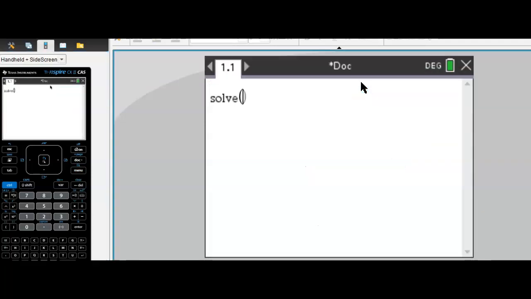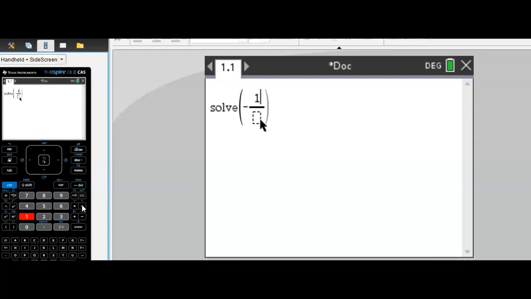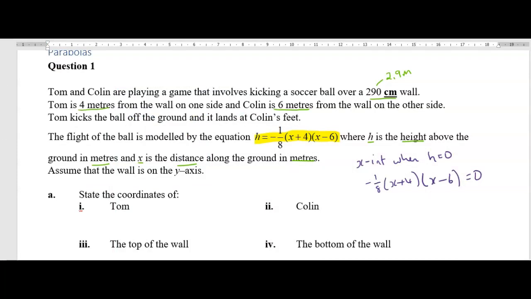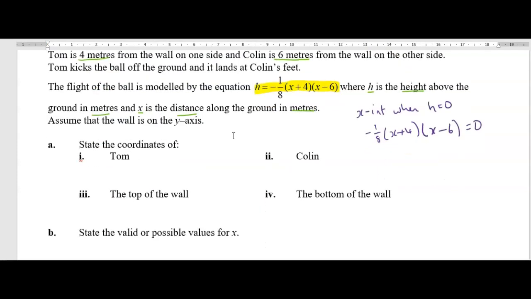Algebra. So solve, just typing in your equation: negative 1/8, x plus 4, x minus 6, equals 0, comma x. And you can see there it's negative 4 and 6. I could see that because it was in factorized form, but if not, remember this is a CAS active exam, so you can use your calculator. So using solve.